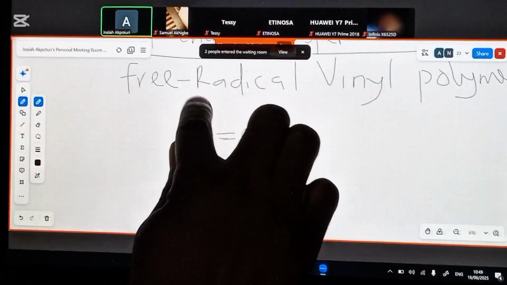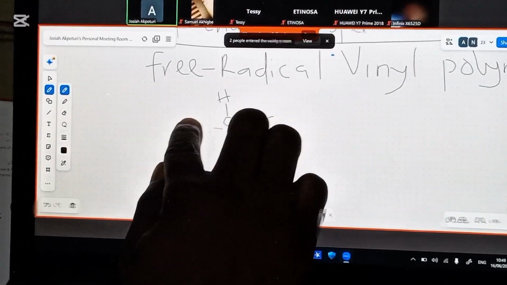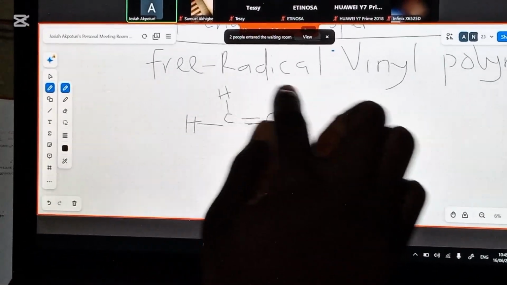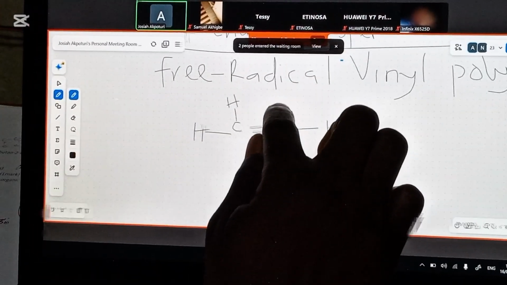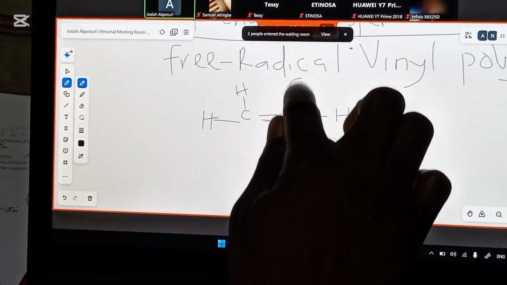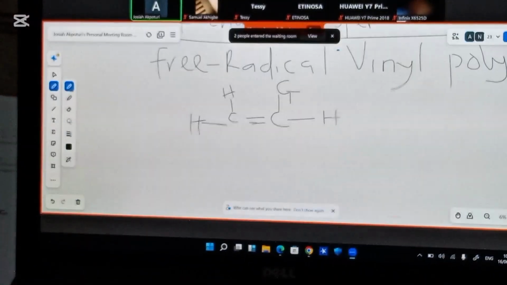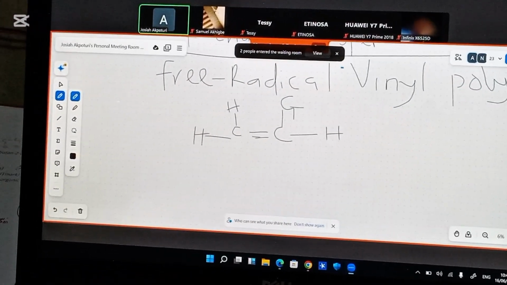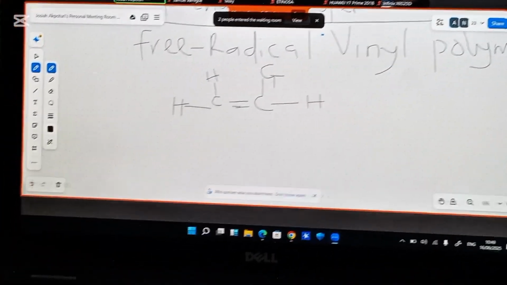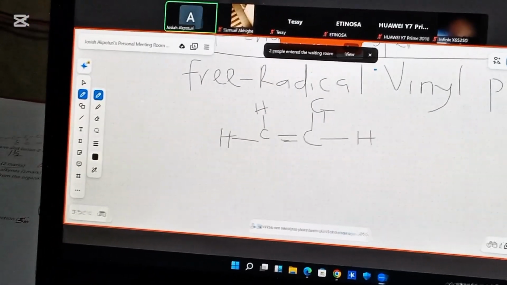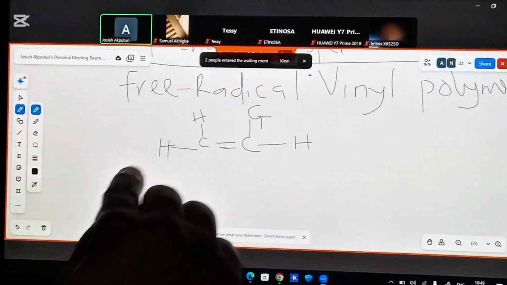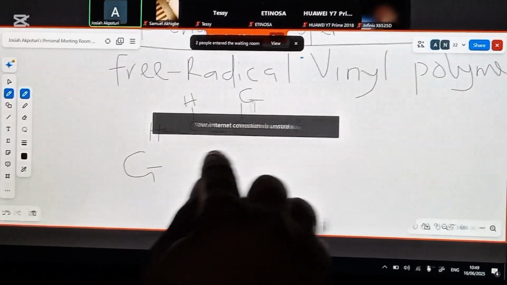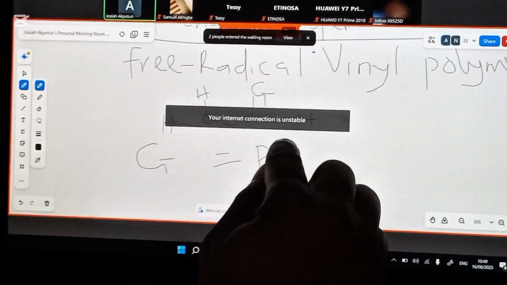Connected to H, you know this is ethene. Ethene has a double bond connected to H. So when we now say substituted, it means G is the substituted ethene molecule. This G is known as the pendant.